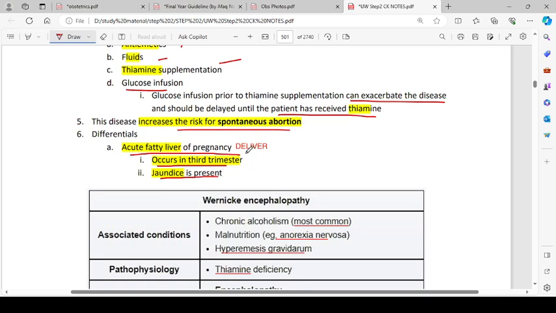Okay, so deliver, what is the meaning of that? Is it a mnemonic or is it an indication? Okay.